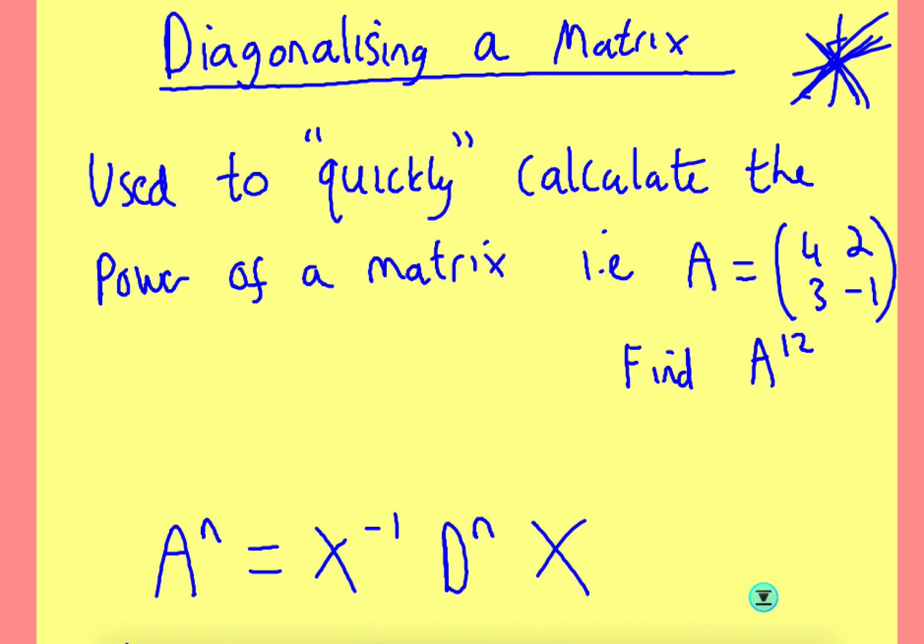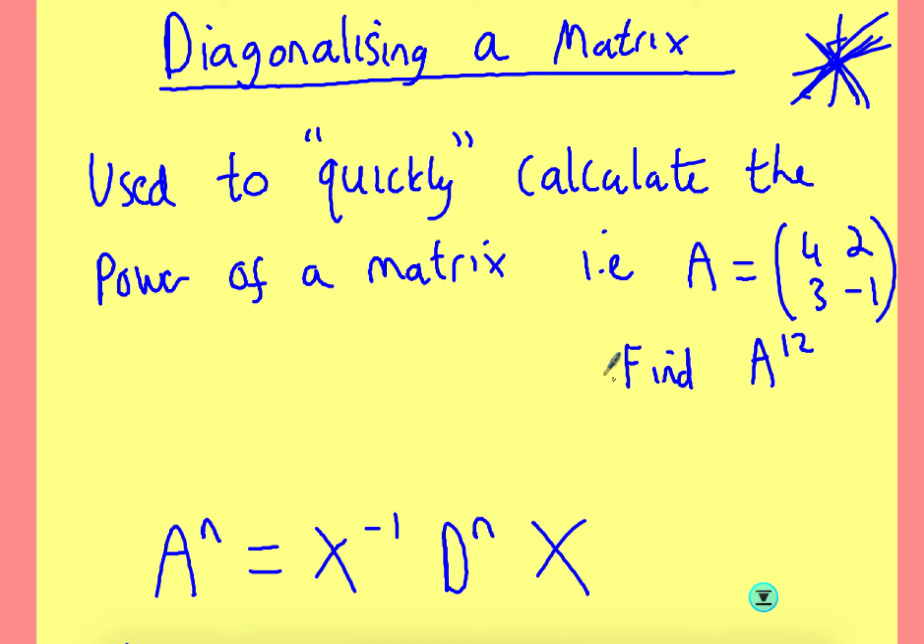It's all about diagonalising a matrix. Now we diagonalise a matrix if we quickly want to calculate the power of a matrix. I know you're going to say quickly, no, but think about what A to the power of 12 would mean. That would mean you'd need to do that horrible matrix multiplication thing 12 times. If it was the power of 25, you'd need to do it 25 times, and that would take a long time. So what you can do is use the power of a diagonal matrix in order to do that.